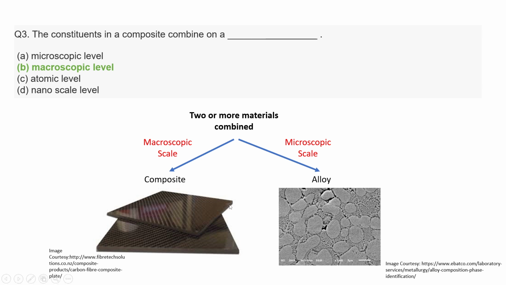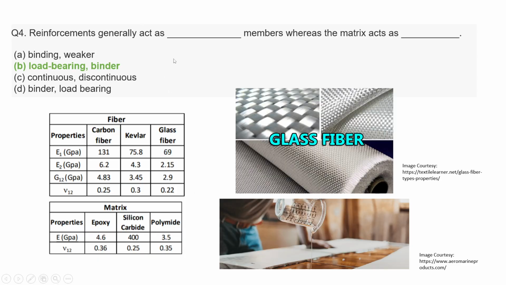So for this question we got that the constituents of a composite combine on a macroscopic level. The next question is: reinforcement generally acts as hyphen members, whereas the matrix acts as this. The options are A, binding, comma weaker. Option B, load bearing, comma binder. Option C, continuous, comma discontinuous. And option D, binder, comma load bearing.